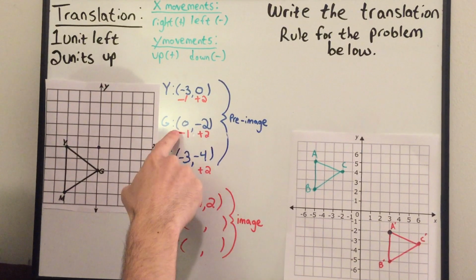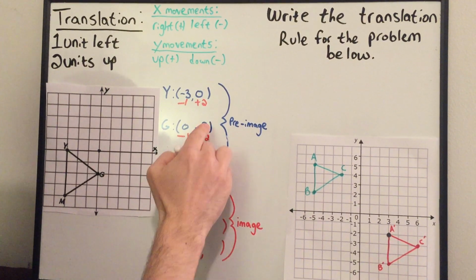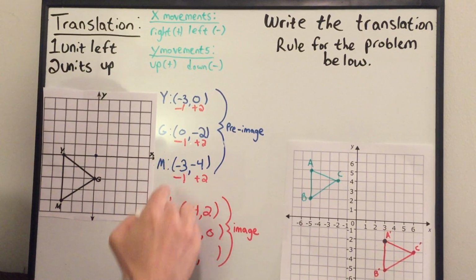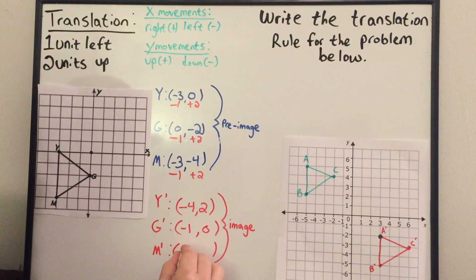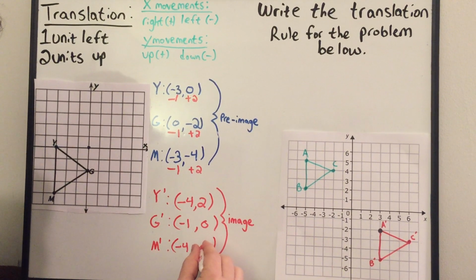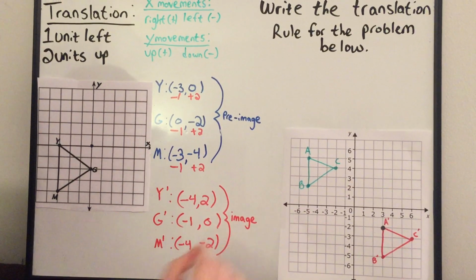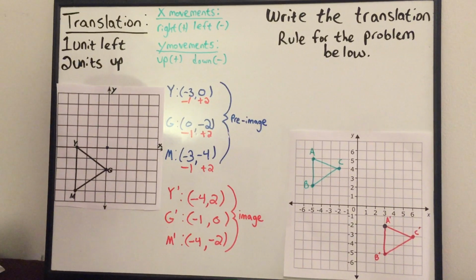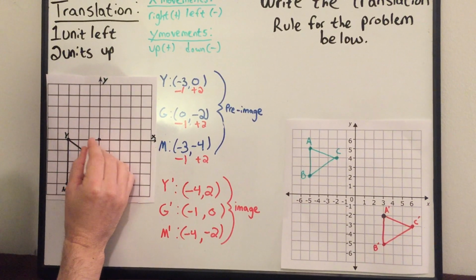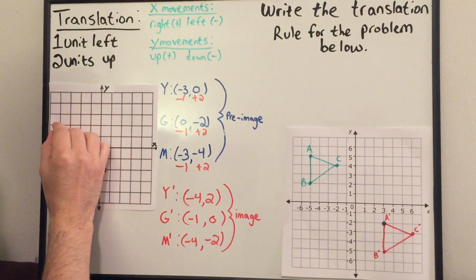So let's finish this up. So 0 minus 1 is -1. -2 plus 2 is 0. -3 minus 1 is -4. -2 plus 2, -4 plus 2 gives us -2 right there. And then all we're going to do is plot these points. So we'll go back to our origin. We'll go -4, 1, 2, 3, 4, up 2.